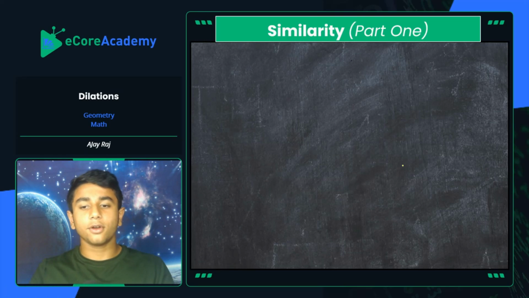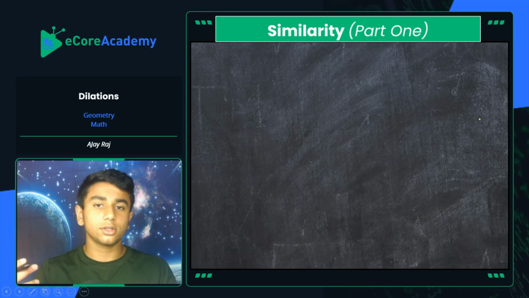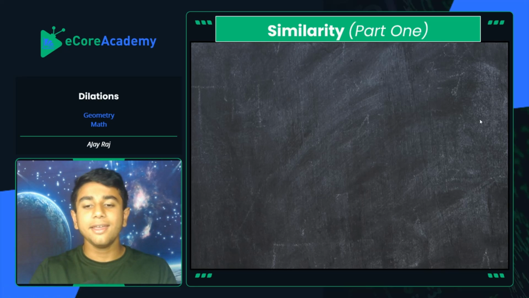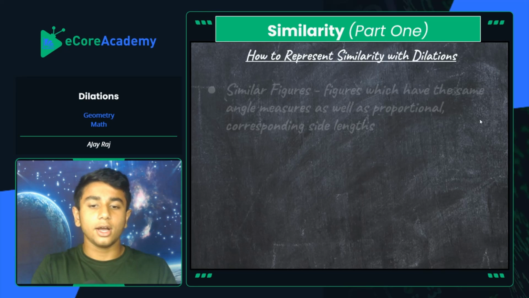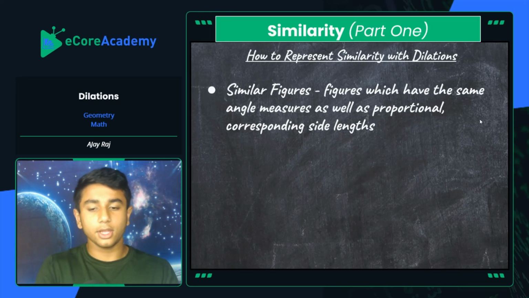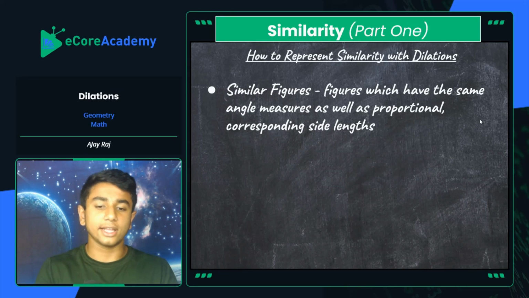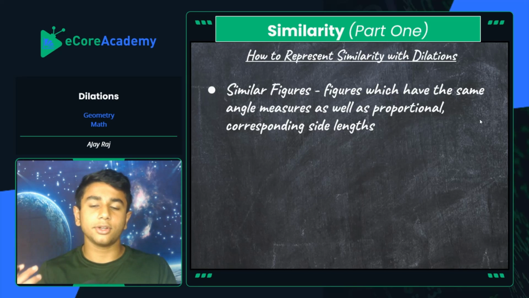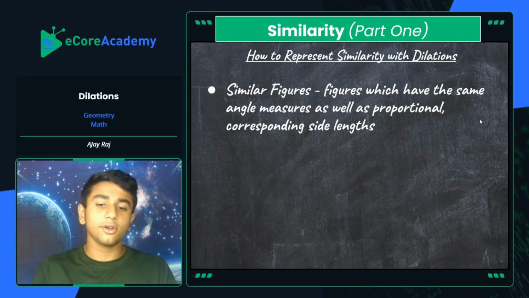So first we have our similarity section. Remember how we said one of our goals of today's lesson is to discover how dilations can represent similarity through their processes. If you don't already know, similar figures are figures which have the same angle measures as well as proportional corresponding side lengths. So similar figures, even if represented on a blank transformation plane or on a coordinate plane, are figures that have the same exact shape but do not have the same size. As you can see in my title here, it's how to represent similarity with dilations.